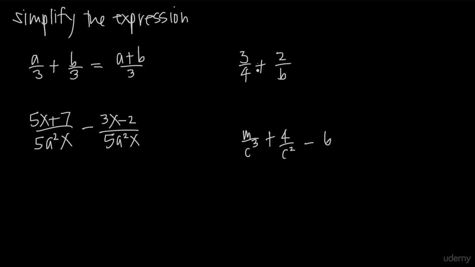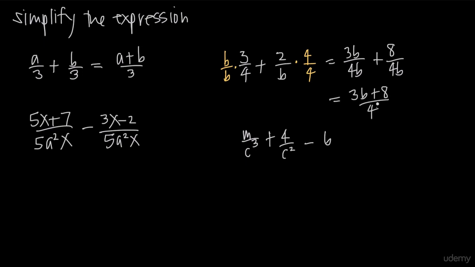What about something like 3 over 4 plus 2 over b? Well, same thing here. We need a common denominator. One denominator is 4, the other one is b. So we're going to multiply this first fraction by b over b, and we're going to multiply the second fraction by 4 over 4, because that'll give us a denominator of 4b in both fractions. So the result then is 3b over 4b plus 8 over 4b. Now we have a common denominator and we can combine the fractions into one. So we'll get 3b plus 8 all over 4b.